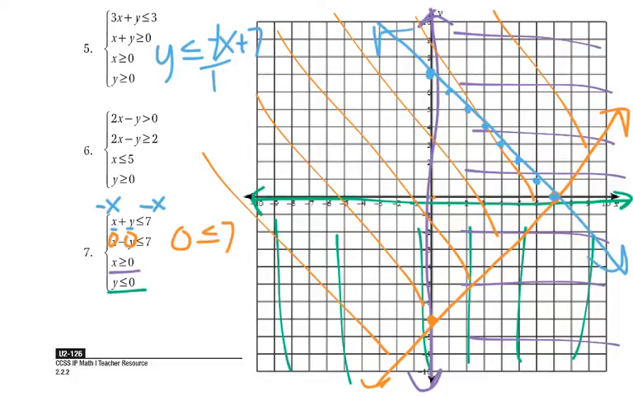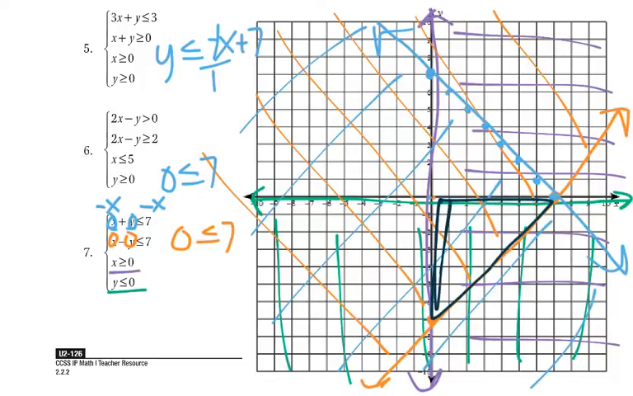Pick our test point 0, 0. 0 plus 0 is 0. Is 0 less than or equal to 7? It is. So I shade that same side. So once again, that triangle is where everything overlaps, isn't it? Kind of tough to tell, though, on these. So there we go.